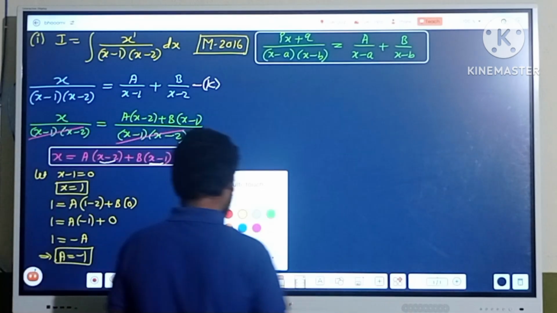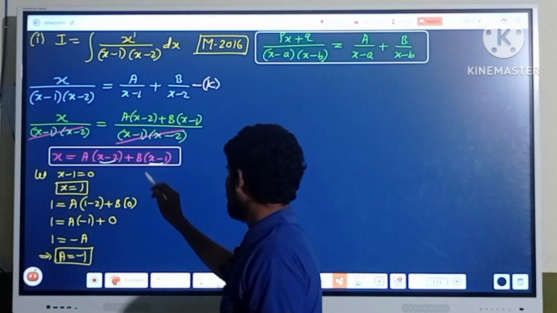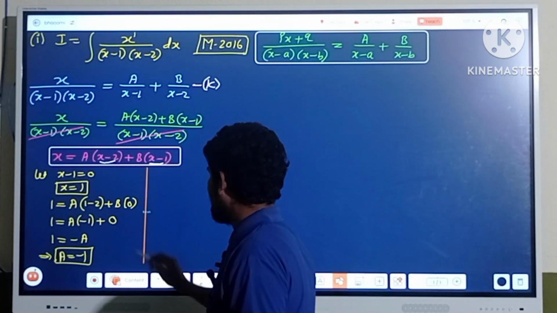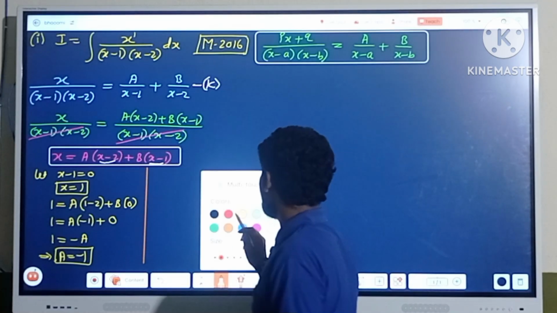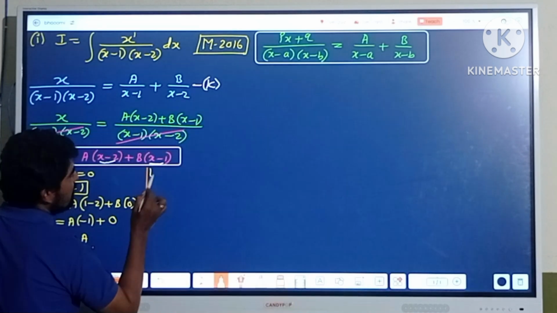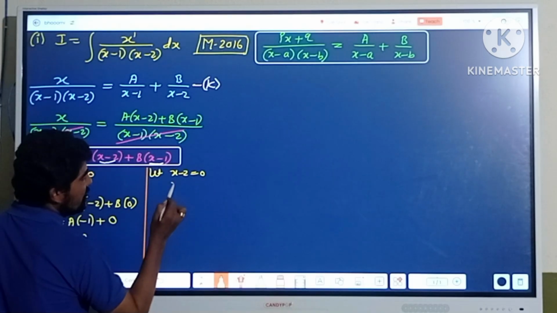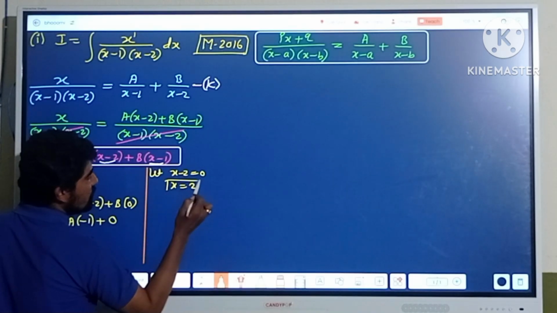Now to identify the value of B, let us consider the coefficient of A to be 0. That is, let x minus 2 equal 0. It means the value of x equals 2.